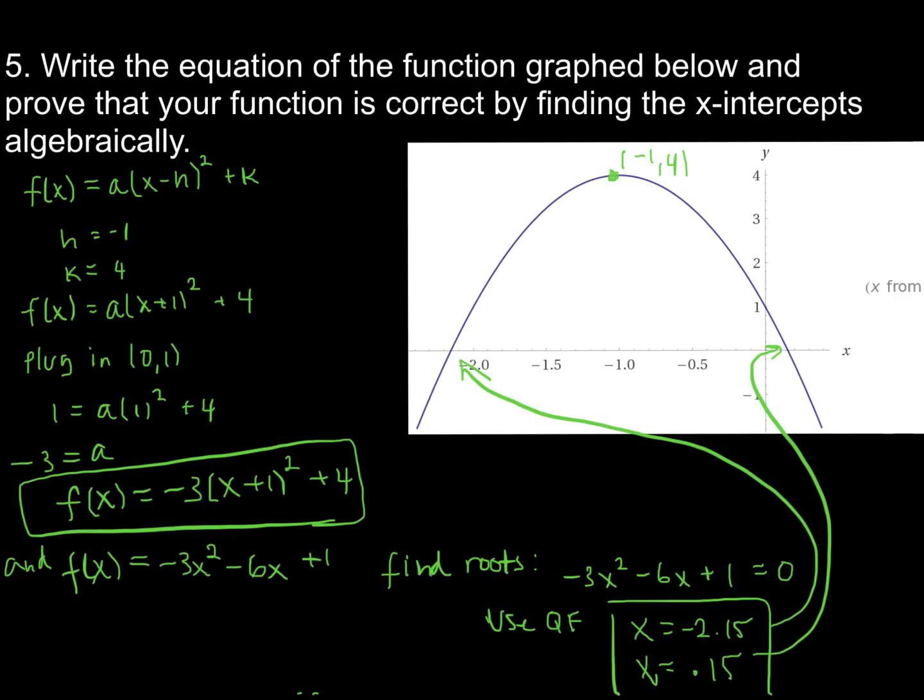Then I need to prove that this has the same roots as this function. And the way that I do that is by algebraically finding the roots. And so what I do is I set the function equal to 0, right? So I know where it's going to intersect the x-axis when y is 0. And then I use the quadratic formula to solve for x. And I get that x is either negative 2.15 or 0.15, which looks to be correct. So therefore we've proven that the function that is graphed is the same as the function that we wrote.